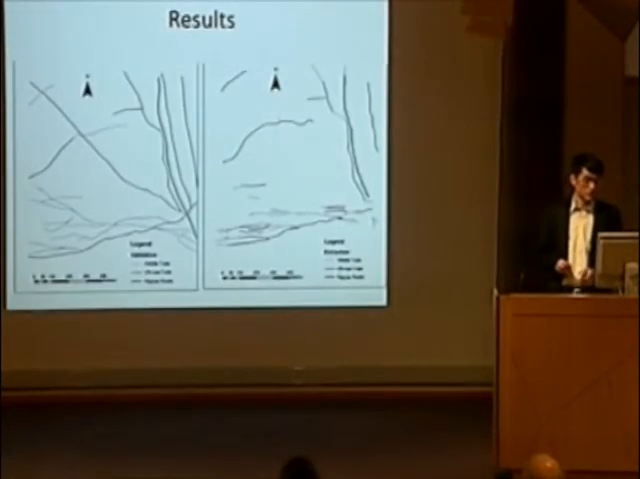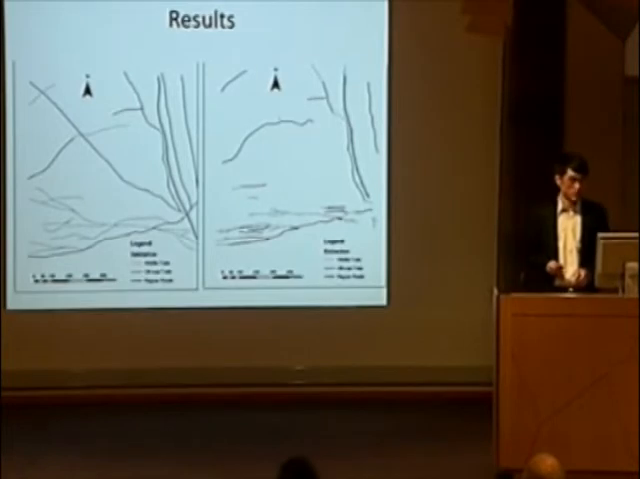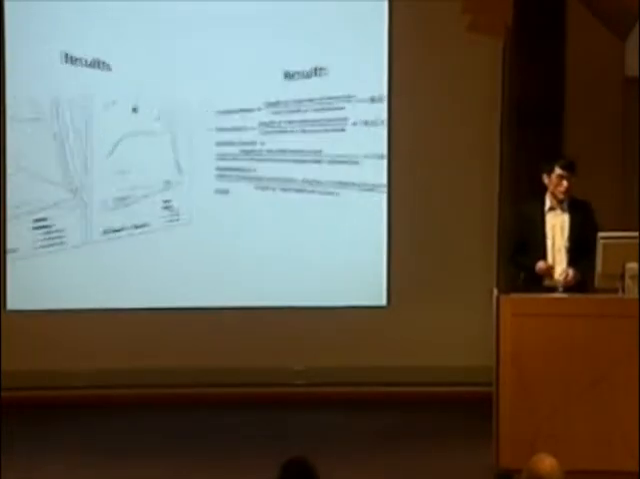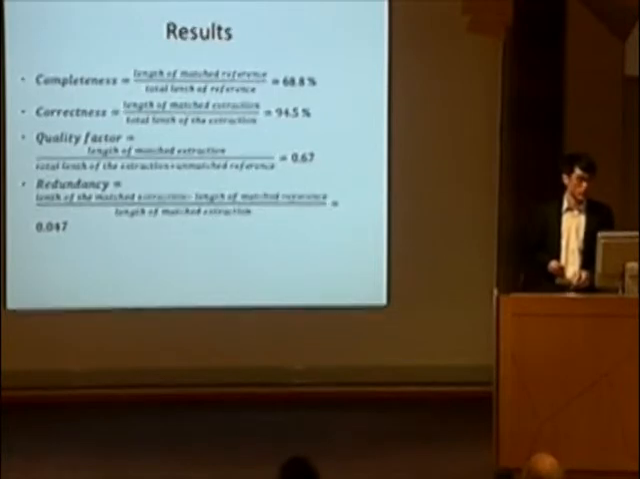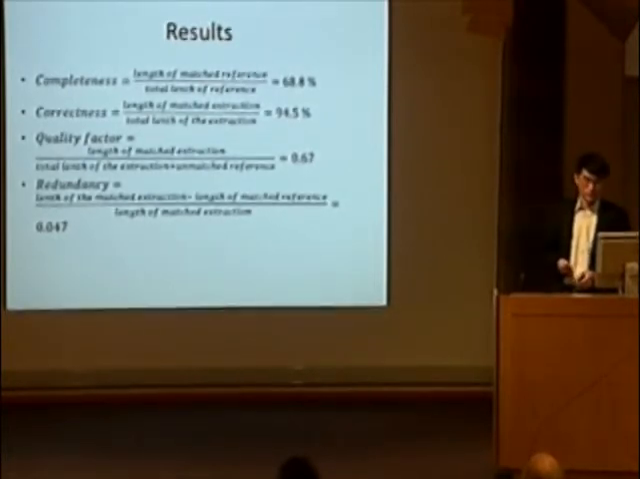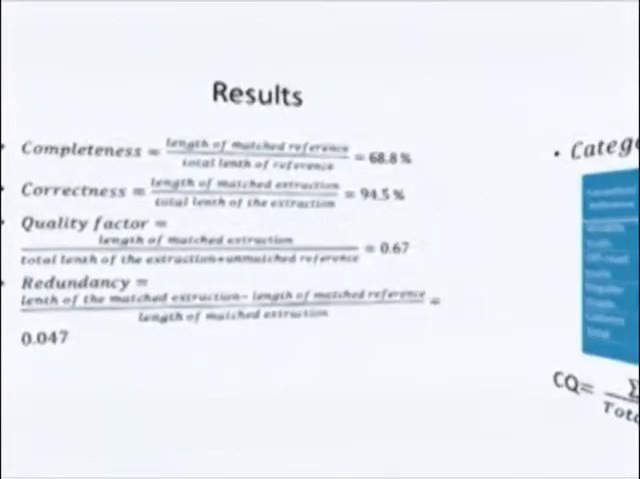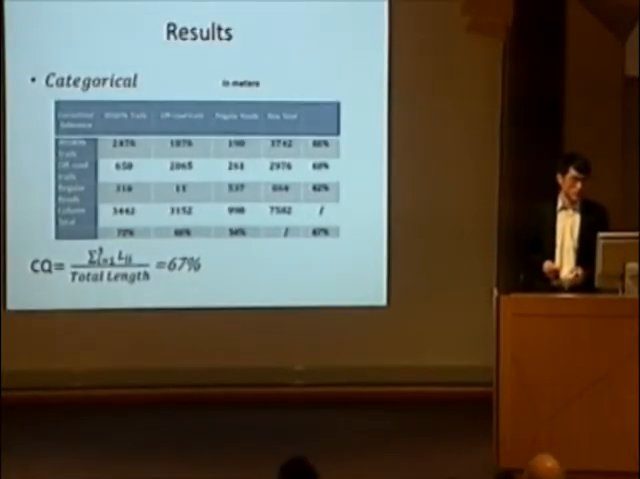Here's the result. The left side is the reference, and the right side is the extracted result based on the above-mentioned approach. Quantitatively, the completeness, the correctness, the quality factor, and the redundancy are like that. For the categorical quality, I borrowed some ideas from the remote sensing land use classification approach. Basically it is the error matrix, but in a different way. It's not pixel by pixel, but calculated in terms of length. The unit is meters.